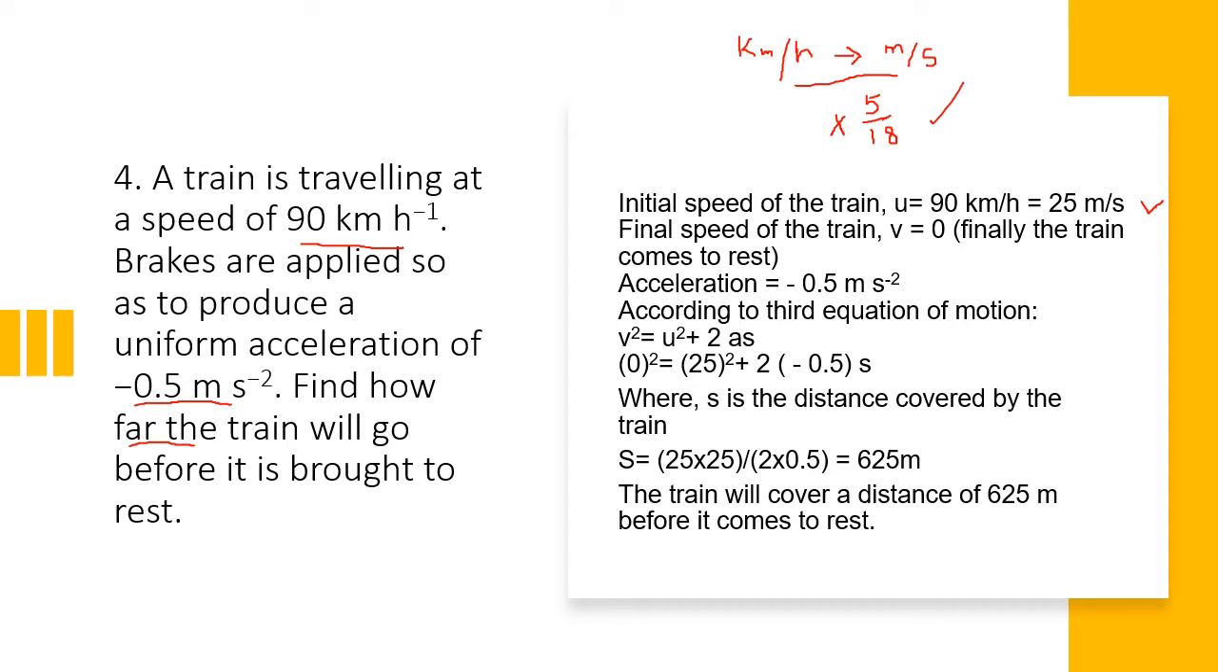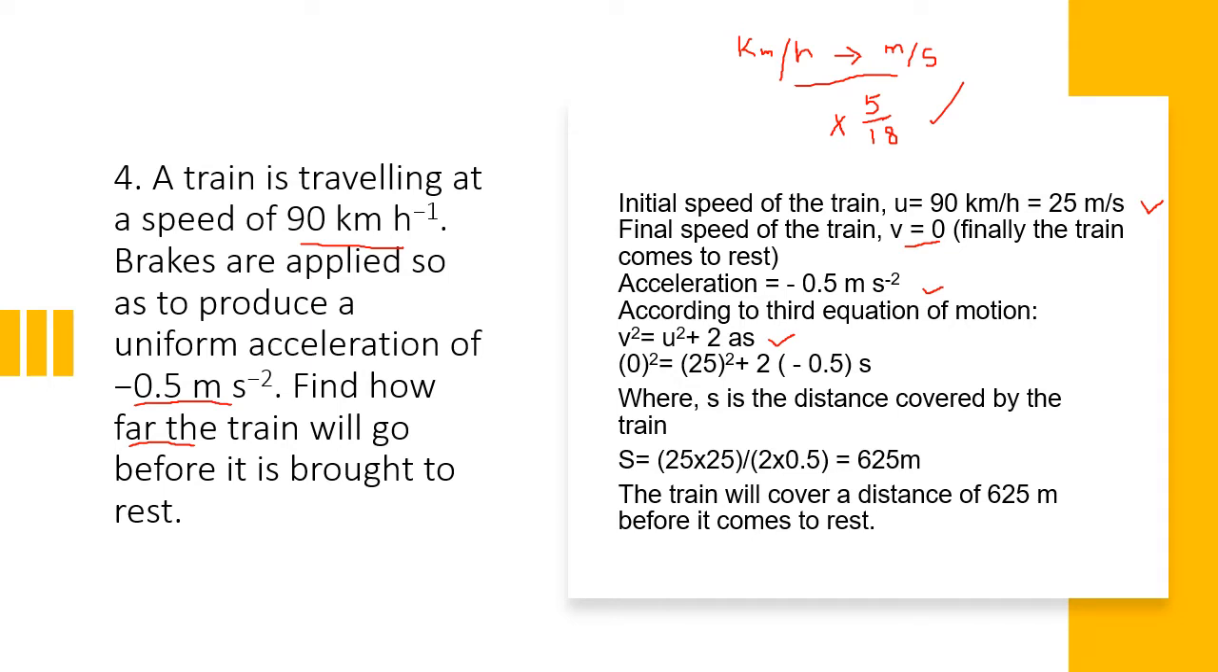Final speed of the train, V, is equal to 0, right? After applying the brake, final speed will be 0. Acceleration is minus 0.5 meter per second squared. So according to the third equation, as per your given values, U, V and A are given and the question is S. So this is the relationship to cover all the given criteria.